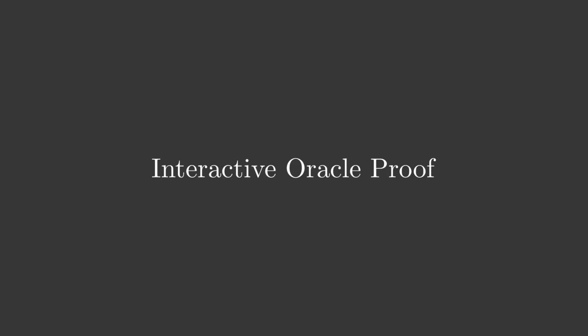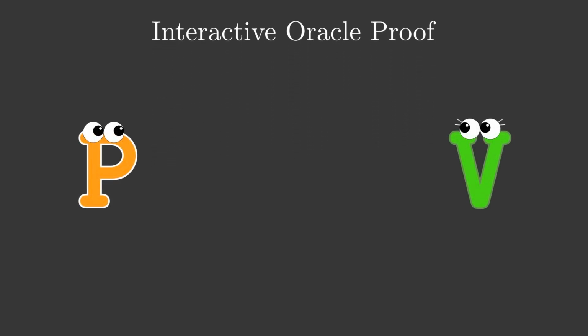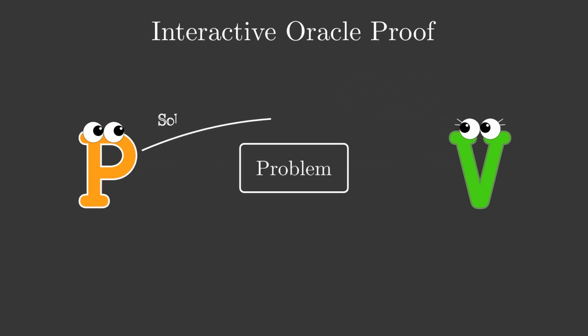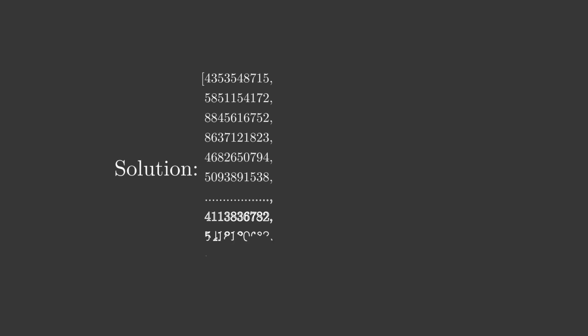IOP stands for Interactive Oracle Proof, which is a protocol between two parties, a prover and a verifier, where the prover tries to convince the verifier that some statement is true. For simplicity, let us assume that the statement is a solution to a problem known to both parties. The simplest way to convince is for the prover to send the solution to the verifier. But this has two disadvantages. The first disadvantage is that the solution may be long.